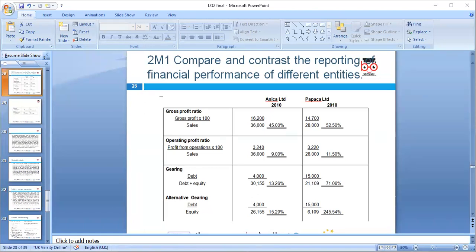Alternative gearing has two formulas; we will carry on using long-term liabilities divided by equity. So we normally consider 4,000 divided by 15 and 20. So you will see Papika is more risky than Anika. And then the interest cover ratio, also known as profit from operation divided by finance cost, shows how much higher the profit is than the interest. So if it's higher, that's less risky.